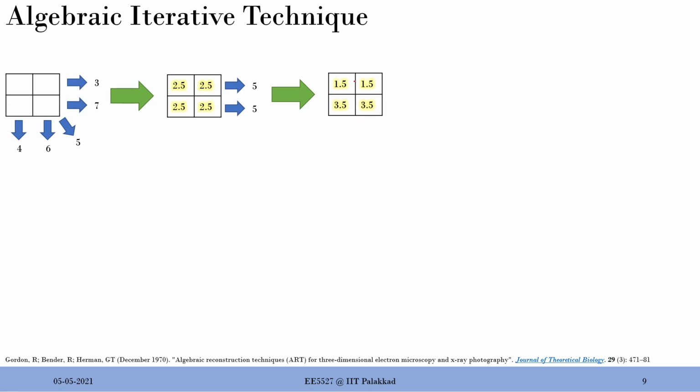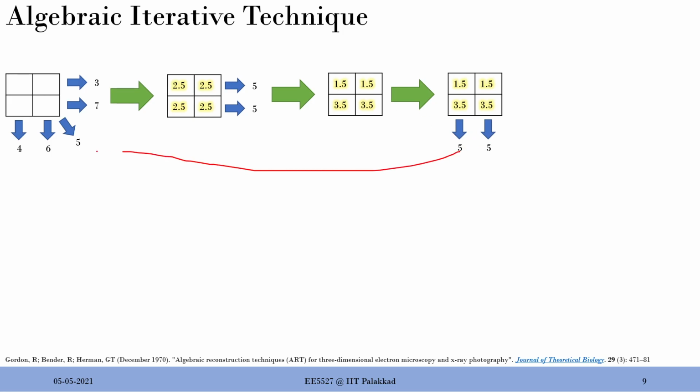Now the next step: we did the horizontal. Now what about vertical? So after this you add the vertical sum. So 1.5 plus 3.5 is 5. 1.5 plus 3.5 is again 5. But now we will compare with these two. Just compare with these two values and I repeat the same step. So 5 is what we get, but 6 is what we expect.